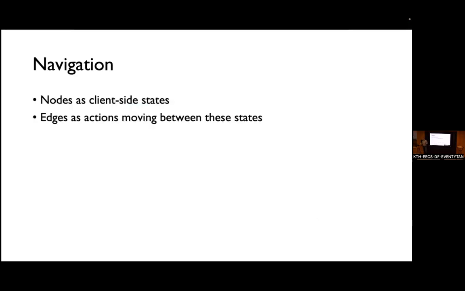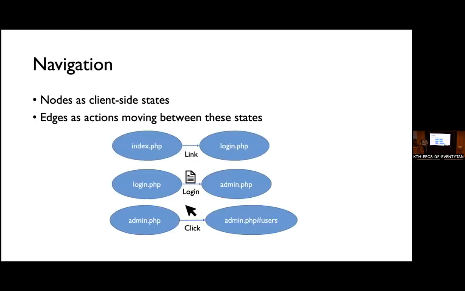And now nodes are client-side states, not only server-side. What we represent in our navigation model is all kinds of events, including links and form submission. That's something that previous crawlers couldn't handle so well. And also user events like clicks. So essentially we pretend we are users when we browse the web.